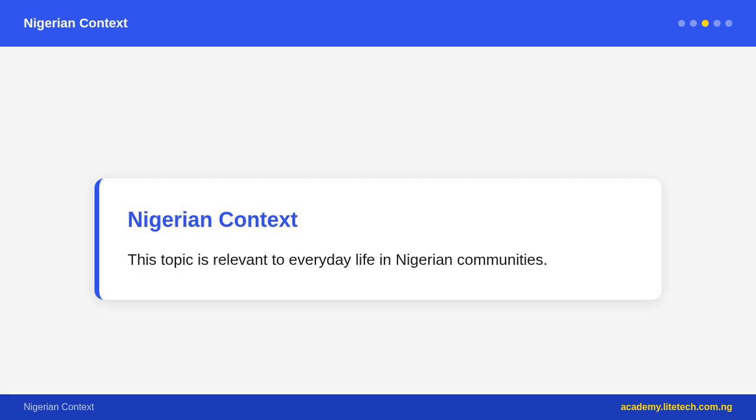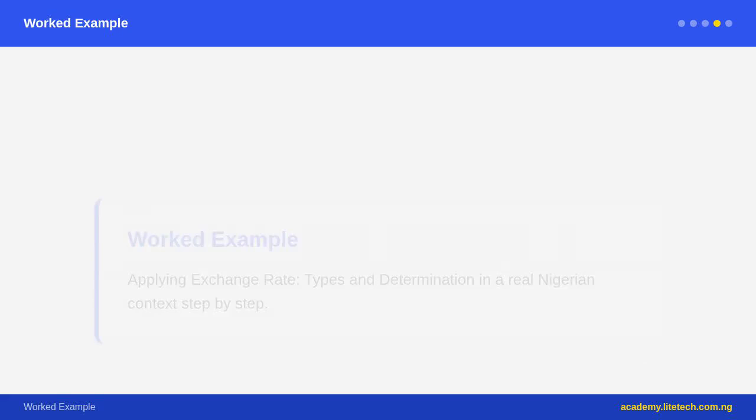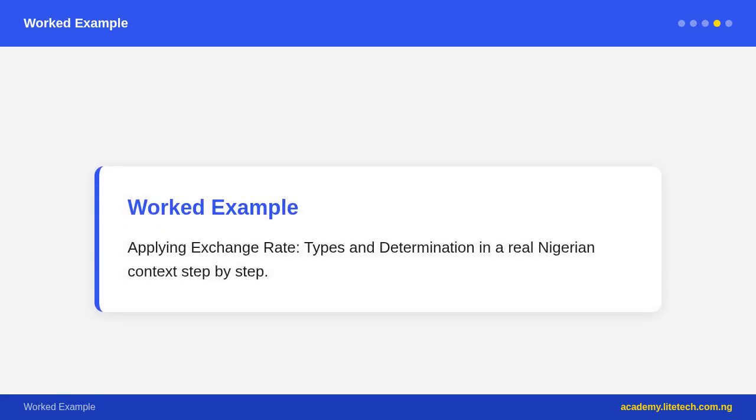If supply of naira exceeds demand, the naira depreciates. If demand for naira exceeds supply, the naira appreciates. Nigeria's naira depreciated sharply in 2023 because oil production was below target, dollar supply from exports fell, while dollar demand for imports remained high and foreign exchange reserves were limited.